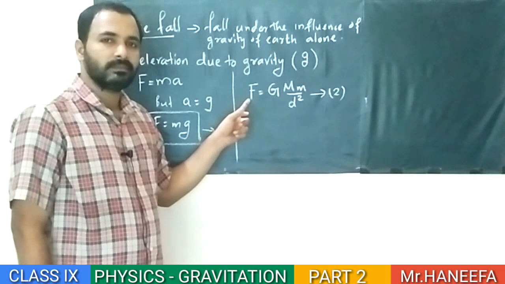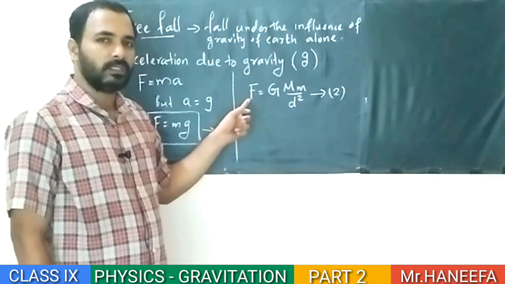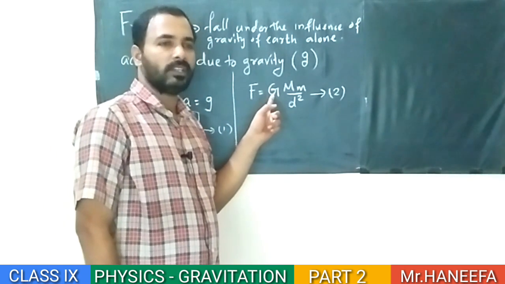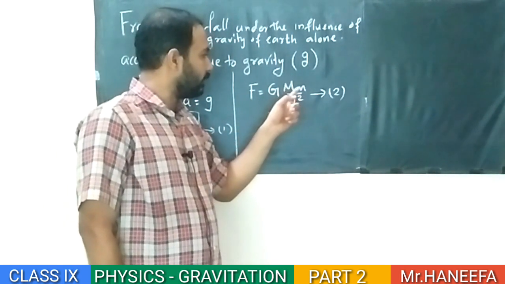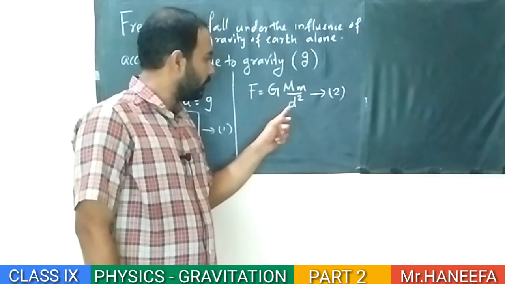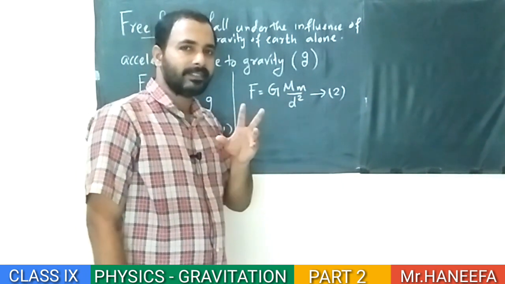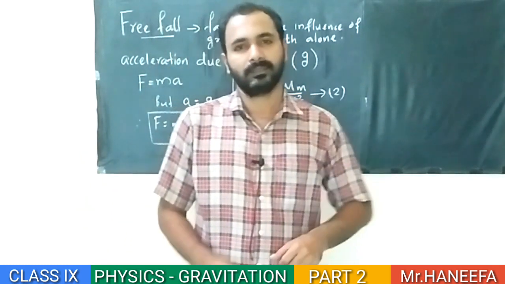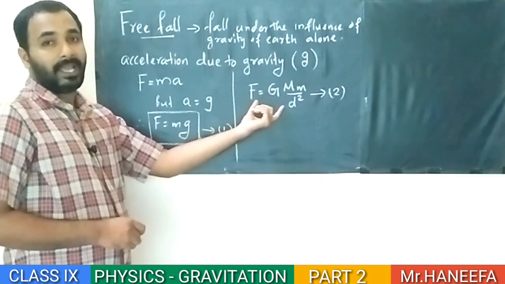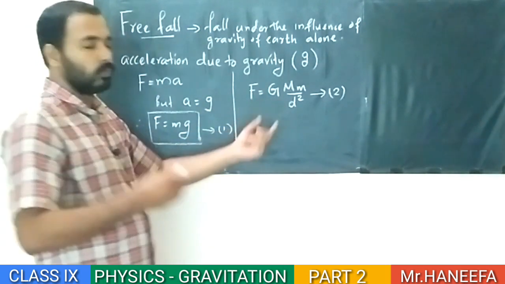F equal to G Mm by d square. F, force between two objects. G, gravitational constant. Capital letter M and small letter m, masses of the objects. d, distance between two masses. Okay.